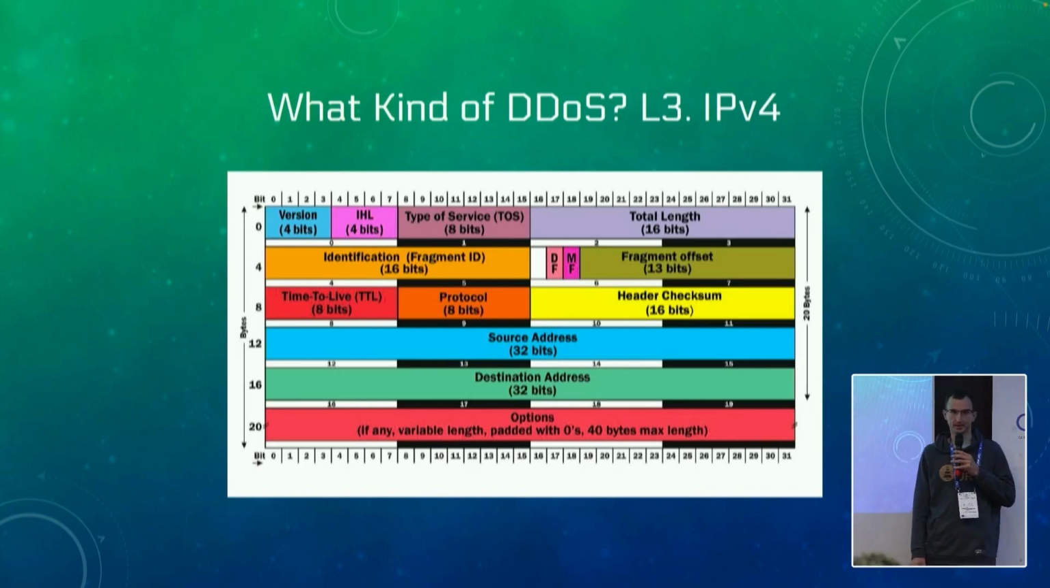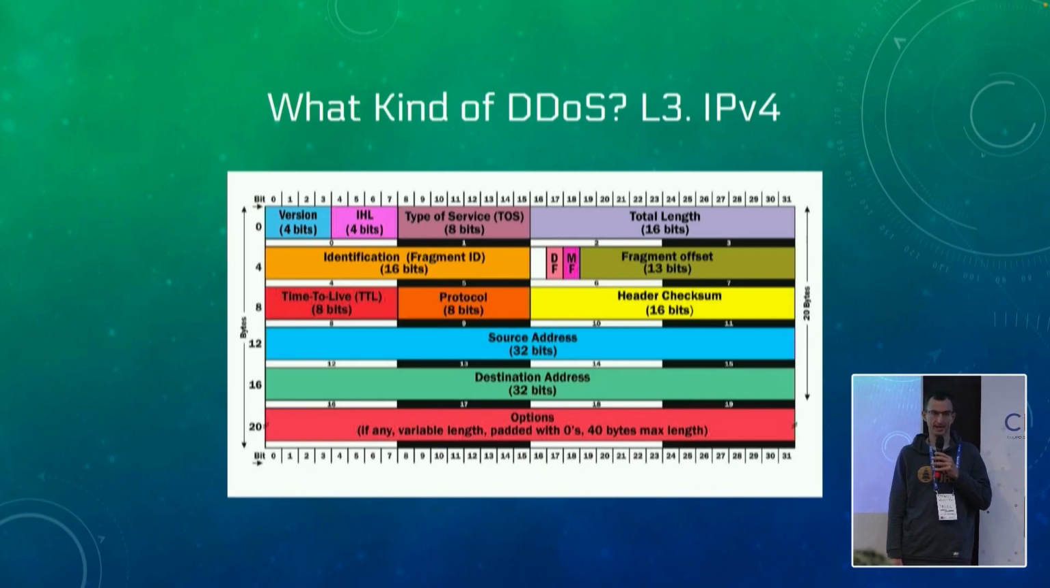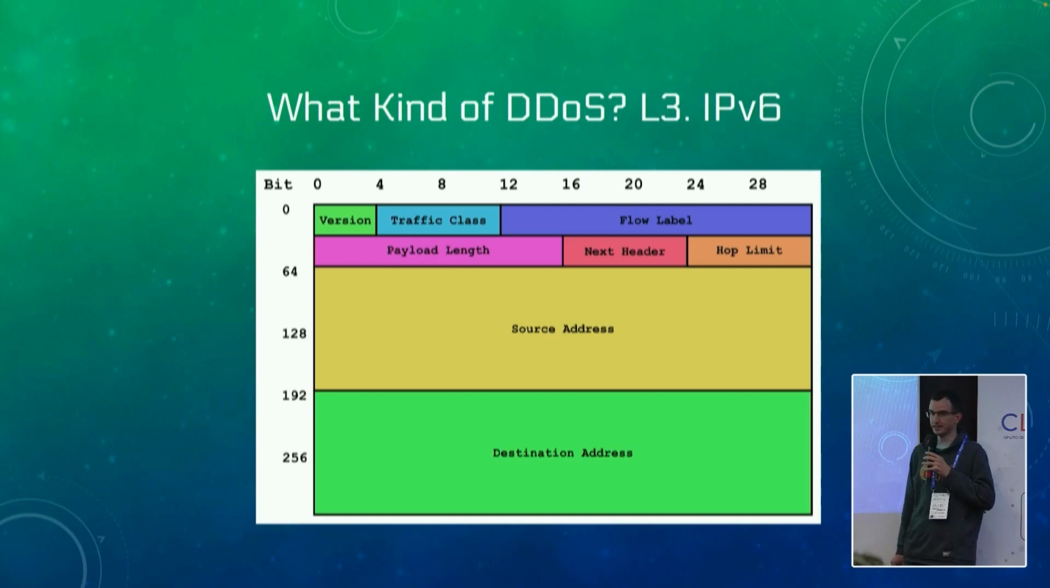On this slide, we can look: basically every single field in an IPv4 packet can be randomized and used for a DDoS attack. In IPv6, we have slightly fewer fields, but again, every single field can be randomized and sent to our backbone infrastructure, basically for the reason to overload it somehow. So every single field can be randomized here.